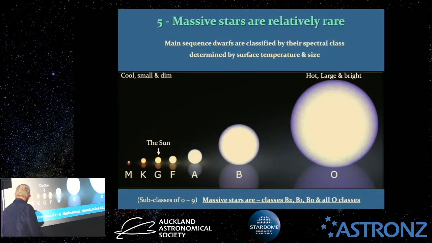Okay, principle number 5. Massive stars are relatively rare, so you don't see too much of them. Why is that so? I want to take a step back at this time and talk about another little principle of astronomy: astronomers classify stars by what they call the spectral class. And what do we mean by spectral class?